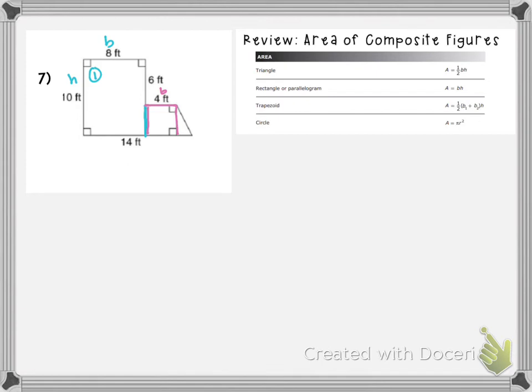So if this whole thing is 10 and this part is 6, that means the remainder here is 10 minus 6, which is 4. Bam, we have a square. So figure 2 is a square. Figure 1 is a rectangle. And then, of course, figure 3 is a triangle.